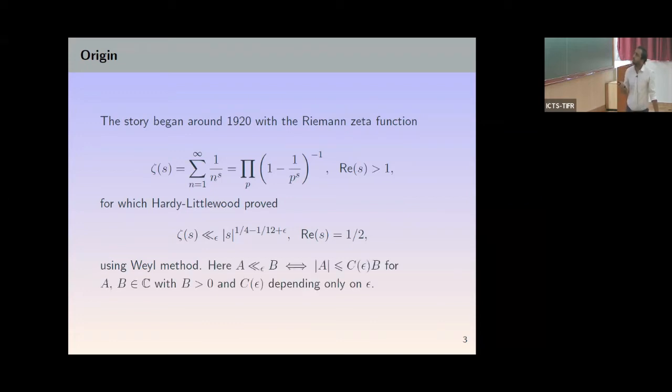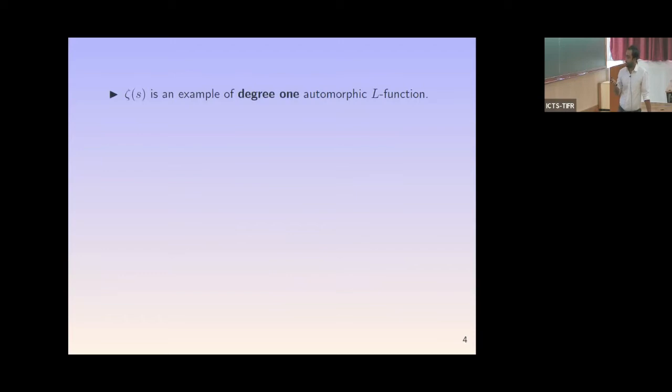Let me just remind you of the symbol. The less-than-epsilon symbol here means the left hand side is bounded by some constant, which will depend upon epsilon, times the right hand side. And I will use it time and again. The zeta function is a part of a big family, the family of automorphic L functions. In fact, it is a degree 1 automorphic L function.